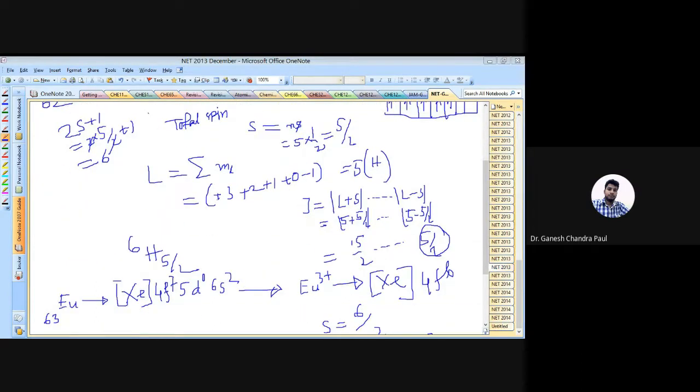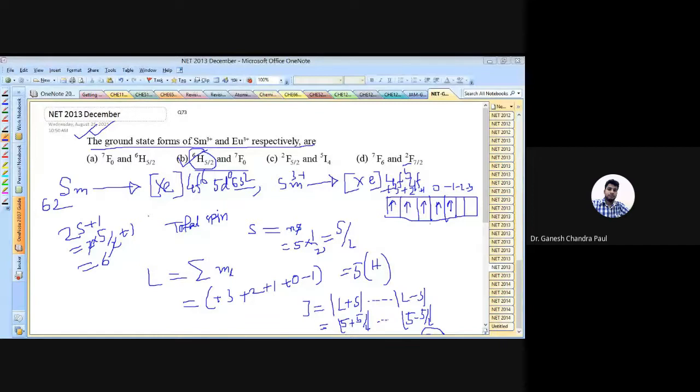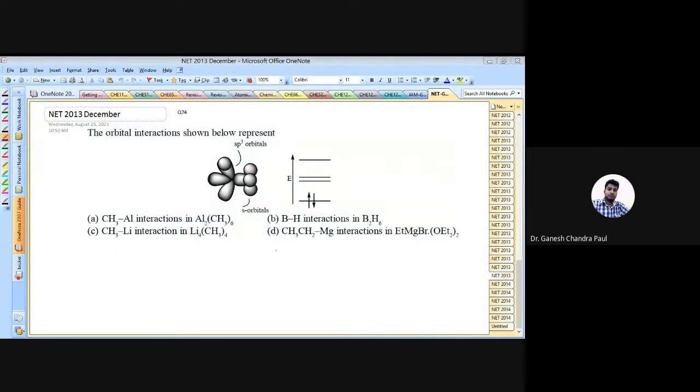Okay, this is a very easy question. We have already discussed all these things inside the class. The next question came from alkaline earth metal as well as organometallic chemistry. You can see the orbital interaction given in this figure. There is an sp3 orbital and an s orbital. Now which kind of interaction is present out of these four molecules?